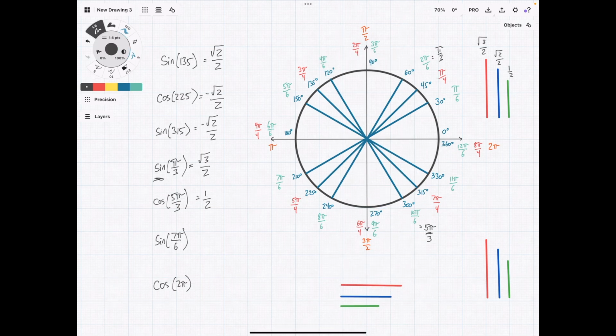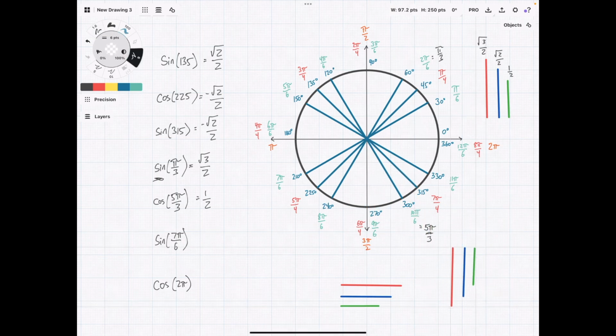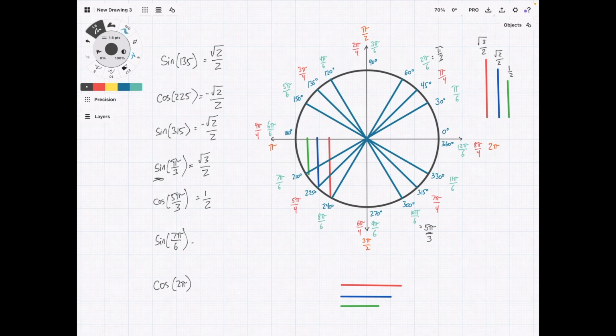Okay, we got two more. 7 pi over 6. Where does that land? If we're looking around, that one's actually labeled right here. And that's 210 degrees. And we're looking for sine, so that's the y-coordinate. We're going to take this, flip it again. And we got the green one. So we're at 1/2, but we're in the third quadrant. So y-coordinate is negative. This is negative 1/2.